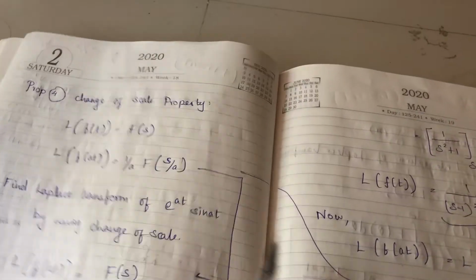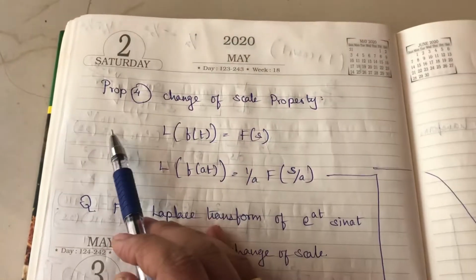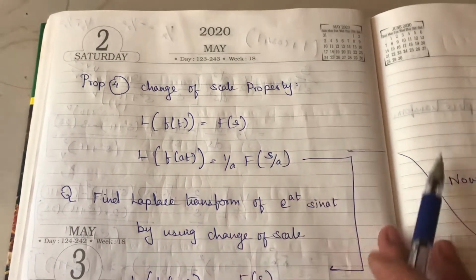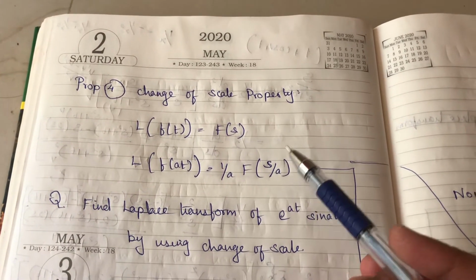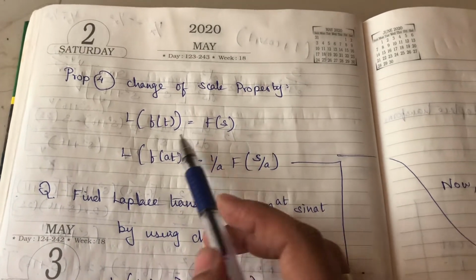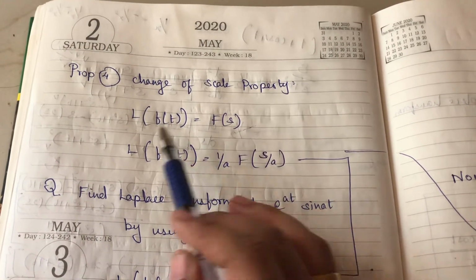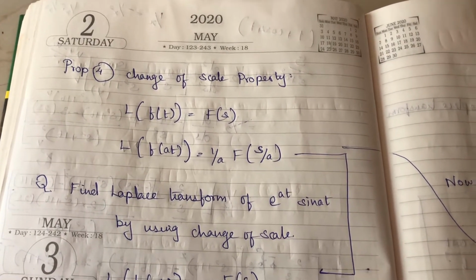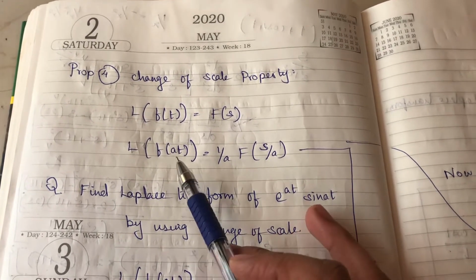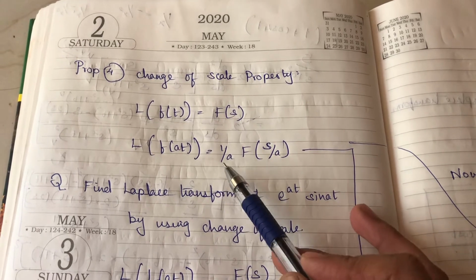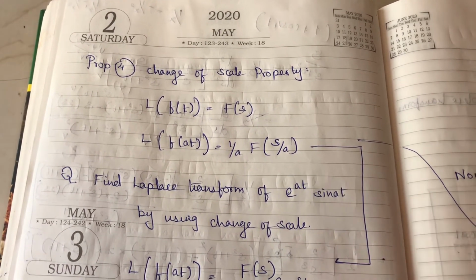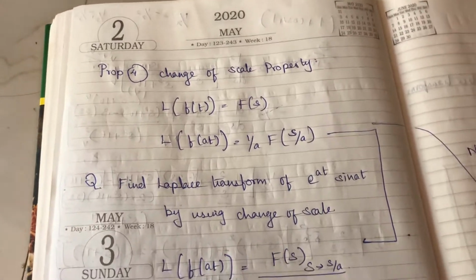Okay, so next property is what? Fourth property, change of scale property. Here we are changing the scale. Okay, so this is a term, general term. L of f of t will be equal to f of s, right? If I put a inside means f of at means it will become 1 by a into f of s by a. So this is a property.